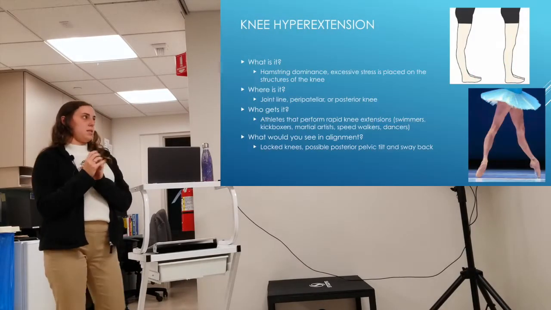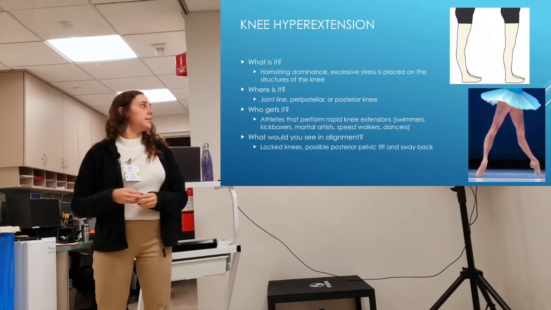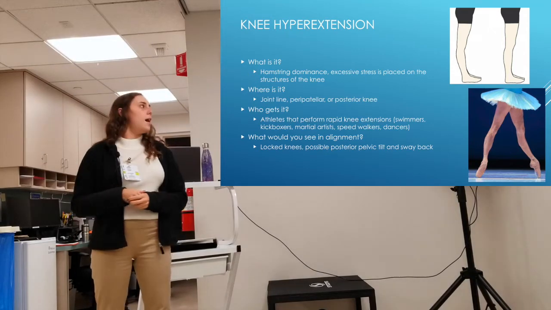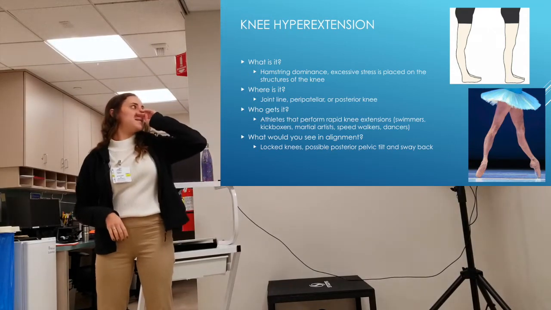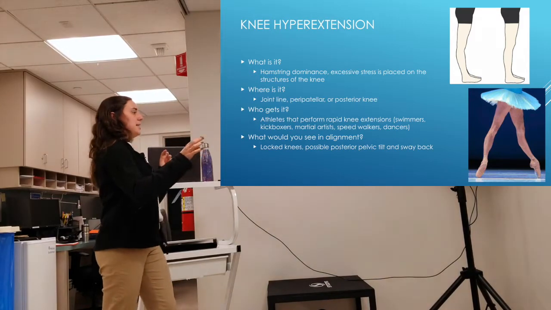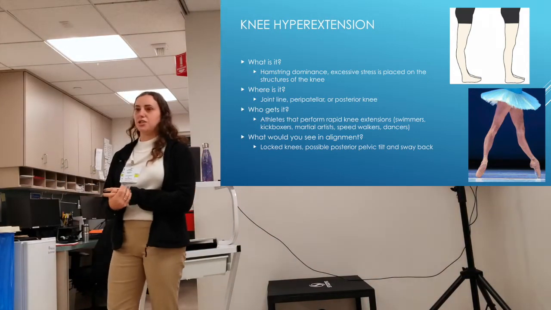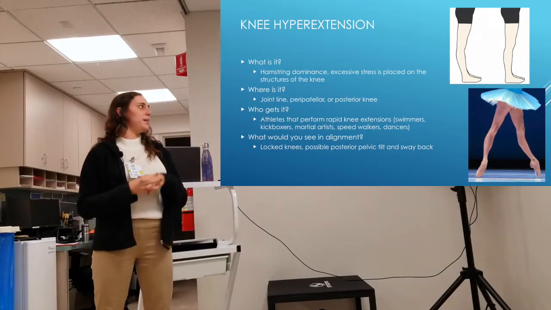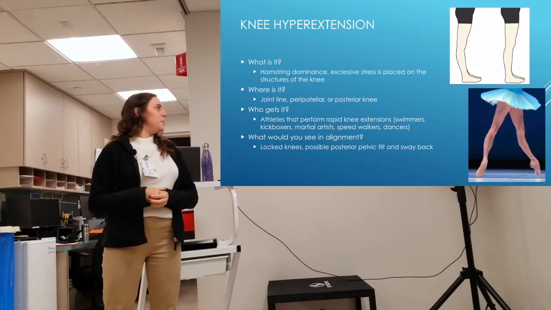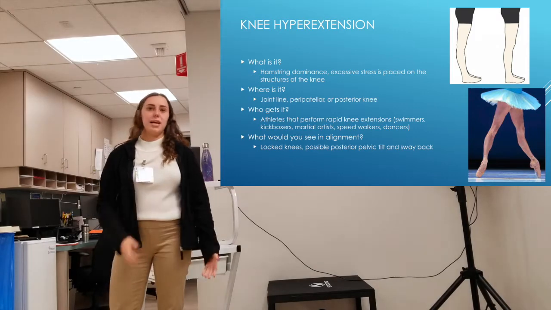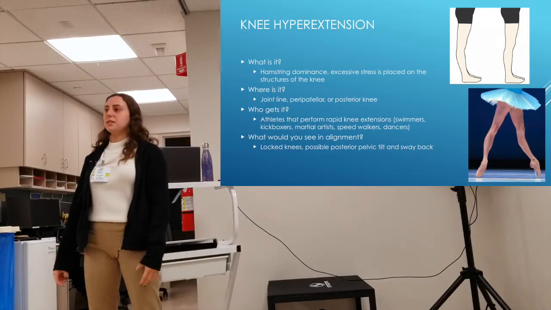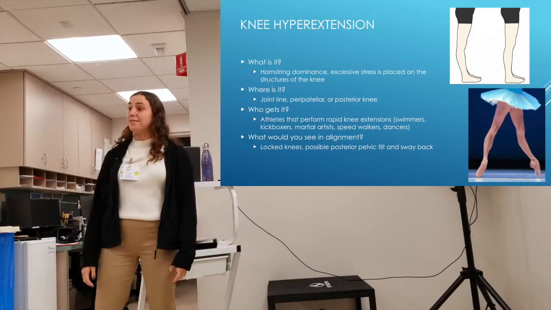Okay, so the second most common knee diagnosis is knee hyperextension. As we can see in that picture on the top, the right side is going to be the patient that's a little more normal. That left is kind of excessive hyperextension, so you almost see bowing of the tibia, kind of looks like. So this is when a patient has too much hamstring dominance, and that puts a lot of stress on the structures inside of the knee joint.